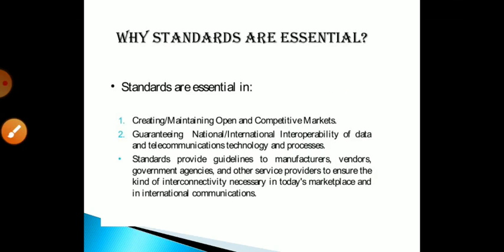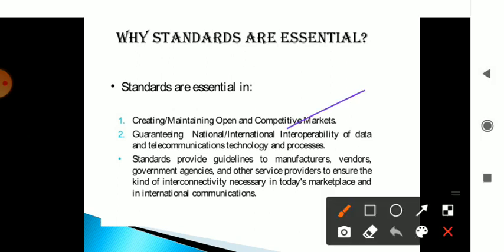Why is it said to be essential? When you are creating and maintaining a standard, you will be following certain rules and regulations. Within those rules and regulations only you design your thing, and you market your things according to the rules of the country. And when the product is manufactured, the main thing is creating and maintaining, which is the main aspect, and guaranteeing of the aspect.